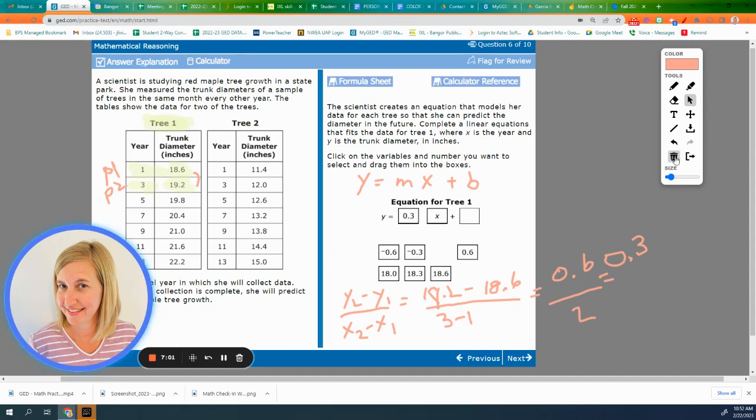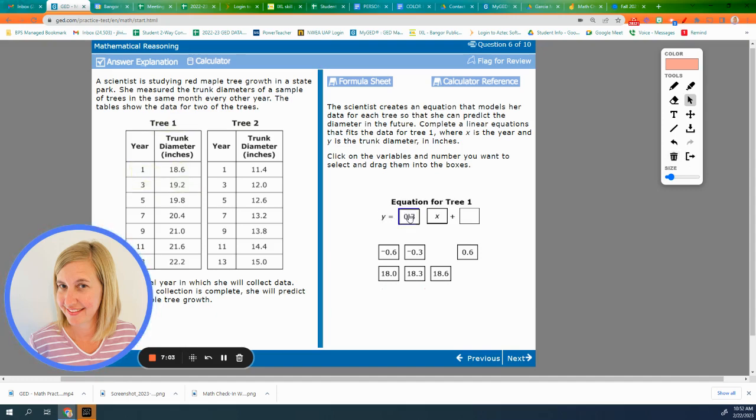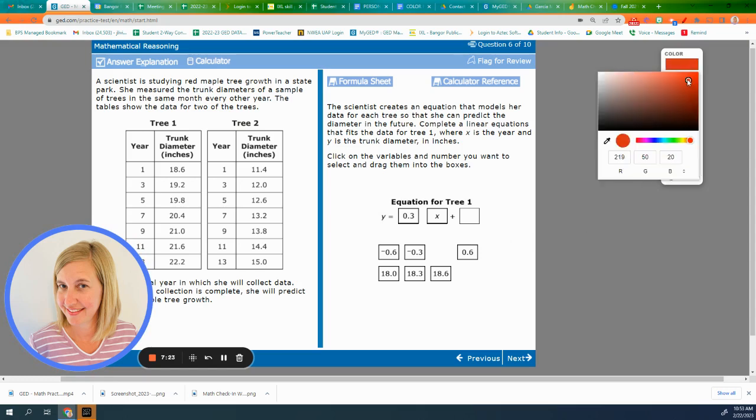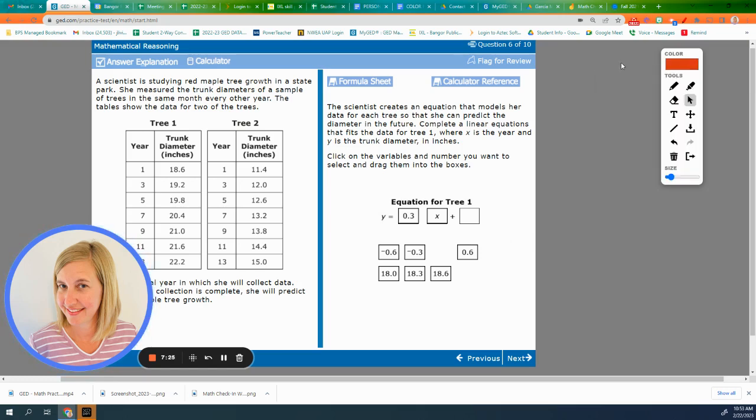Since I know, let's clear everything off. Since I know what slope is, and I have data over here for x and y data for multiple points, I can choose any x, y combination from that table, plug it in for x and y, and solve for b. So let's go ahead and do that, and choose a little darker color. All right, so over here I will write y, oops, turn on the pen.